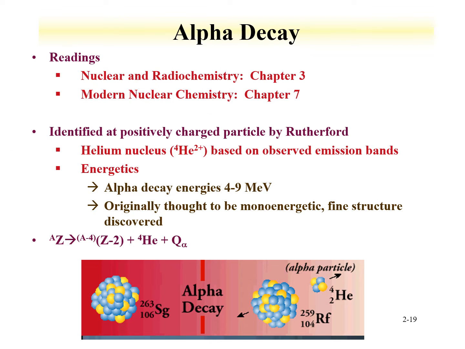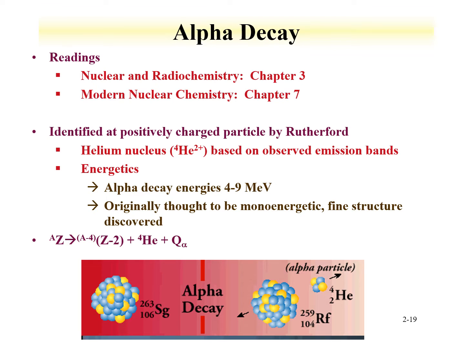There's a range on the chart of the nuclides, the proton drip line, and we'll discuss the emission of protons from isotopes. As we presented in our very first lecture on the history of modern nuclear physics, Ernest Rutherford and his team identified a positively charged particle being emitted from the nucleus. The helium-4 nucleus was based on observed emission bands. From this point, it was clear that a particle of 2 protons, 2 neutrons was coming out of the nucleus. Now, the energetics of alpha decay, their energies range from 2 to 9 MeV. Originally, they were thought to be monoenergetic.